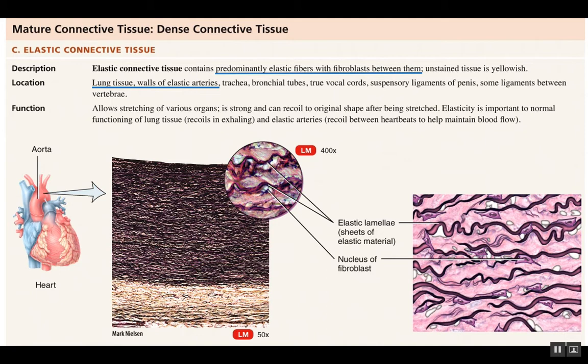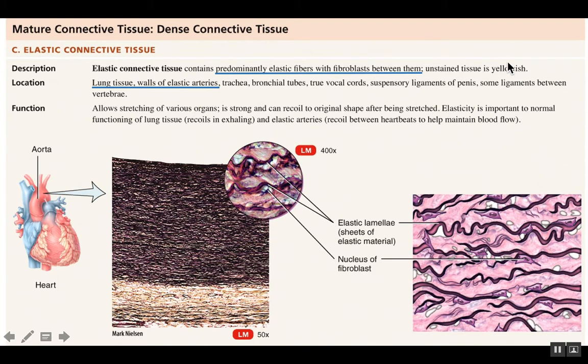Some examples: lung tissue. Lungs have to be able to expand and then recoil in. Certain arteries have a lot of elastic connective tissue. When you take a pulse, what you feel is the stretching and recoiling of an artery. So every time you take a pulse to try to determine heart rate, you're counting how many times that artery stretches and recoils. You also find quite a bit of it in the respiratory tract, the penis.